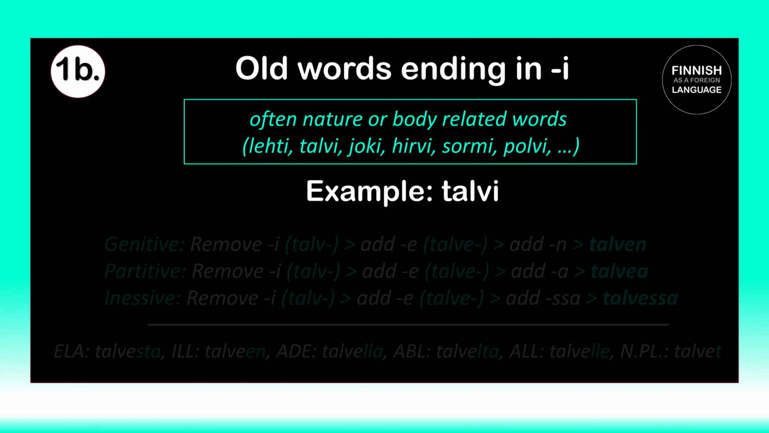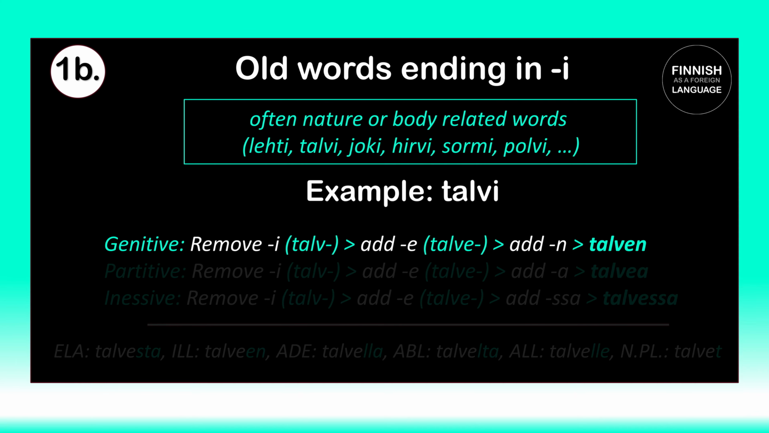We take talvi, which means winter. Now, when we want to form the genitive case out of it, first we have to remove the I letter, so that means talvi becomes talv. Then we add the letter E to it, so talv plus E is talve. And then in our last step we add the genitive marker n to it. So talve plus n becomes talven. Talven means of the winter. It's the genitive case of the word talvi.